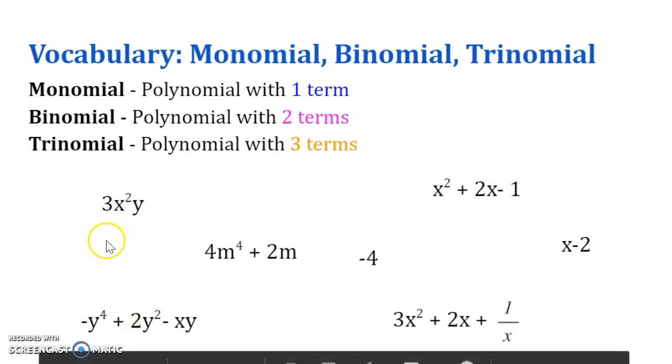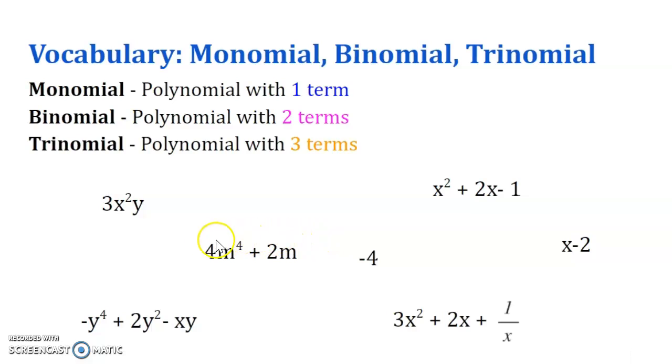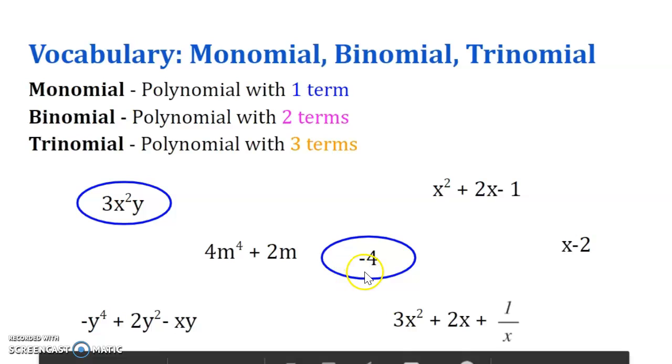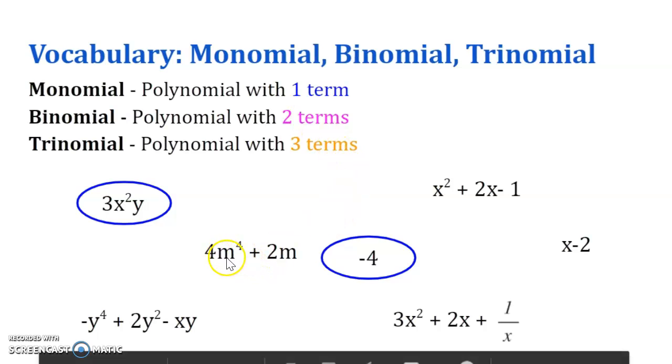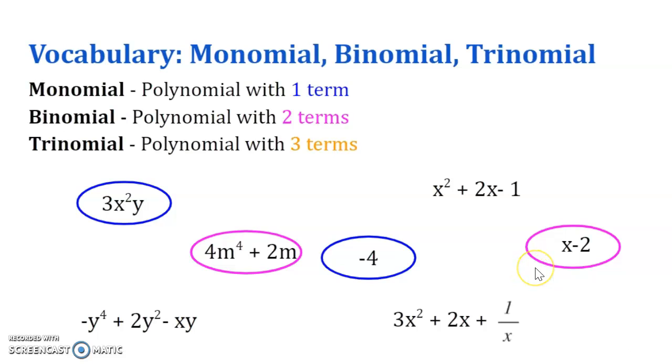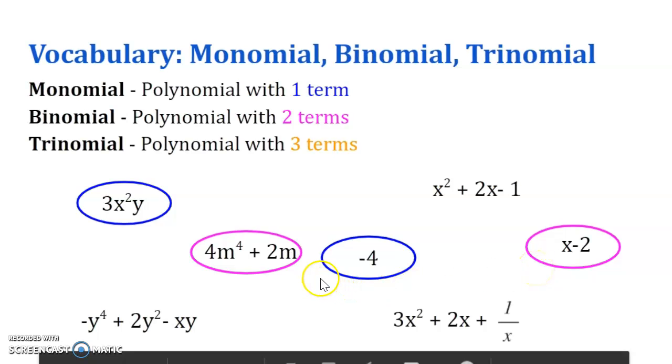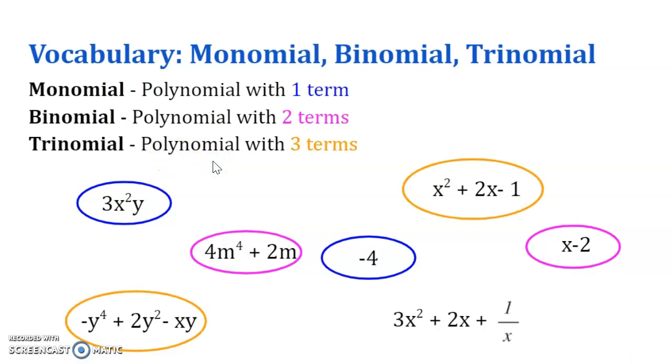Okay, so looking at this, can you pick out the monomial? Which are the polynomials with one term? I see one here and I see another one here. What about two terms? Remember, it's the addition and subtraction operation that separates each of the terms. So which has two terms? This one and this one. All right, so then what about trinomial? That means three terms. It's those two.